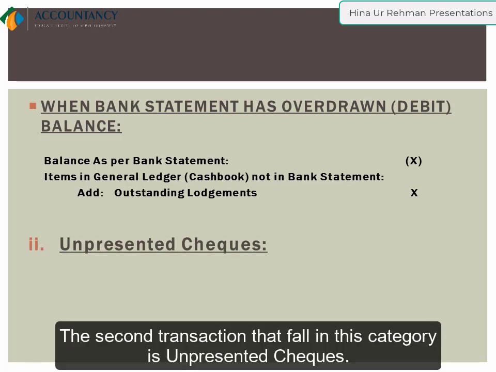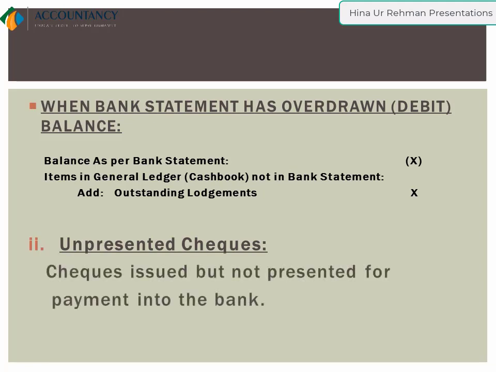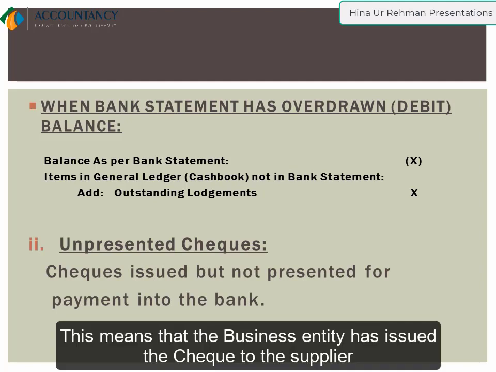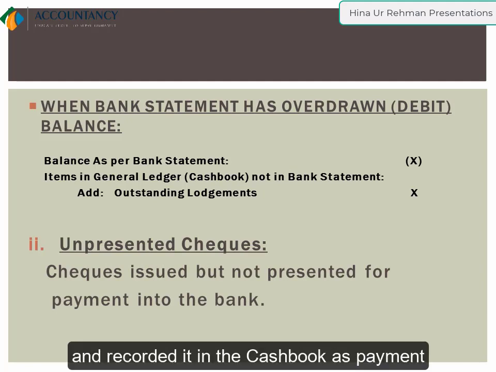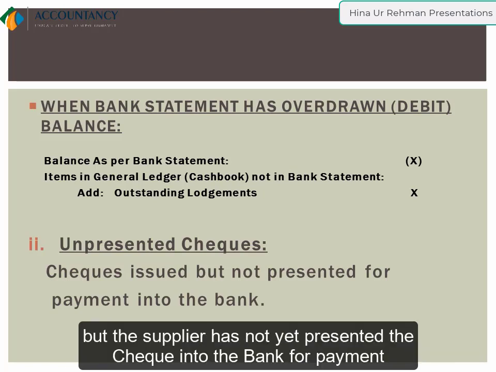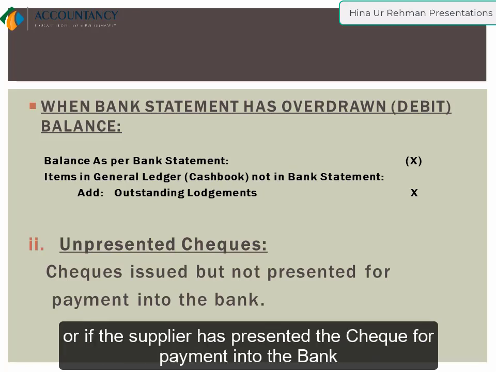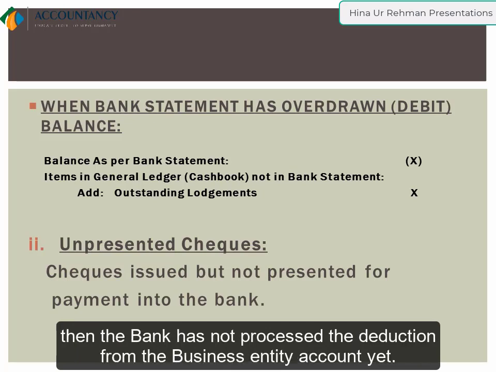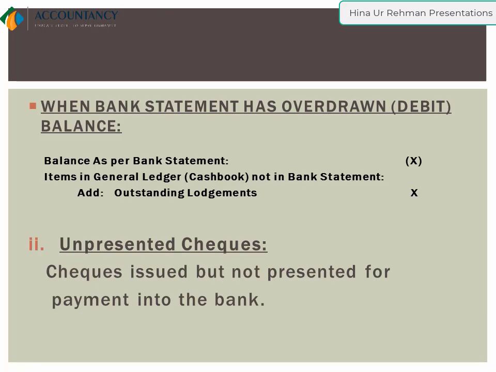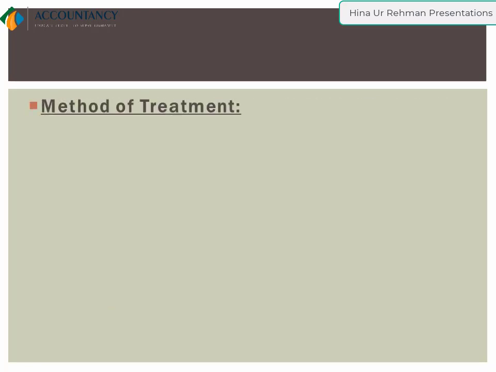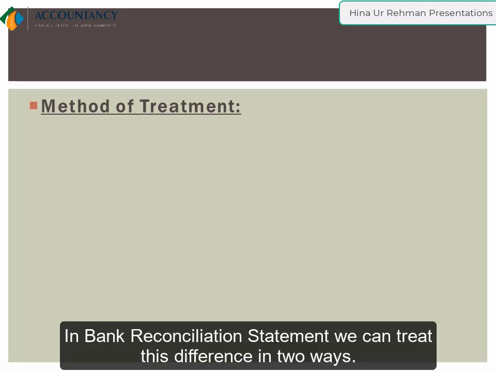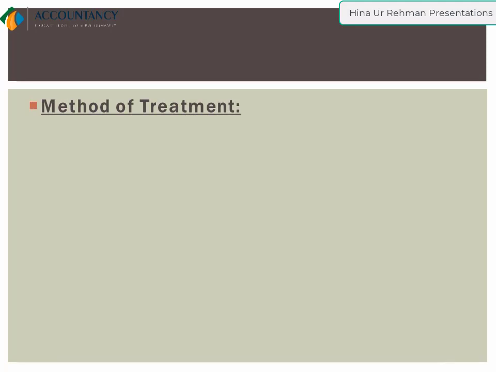The second transaction that falls in this category is unpresented checks. This means that the business entity has issued the check to the supplier and recorded it in the cash book as payment, but the supplier has not yet presented the check into the bank for payment. Or if the supplier has presented the check for payment into the bank, then the bank has not processed the deduction from the business entity account yet. In bank reconciliation statement, we can treat this difference in two ways.